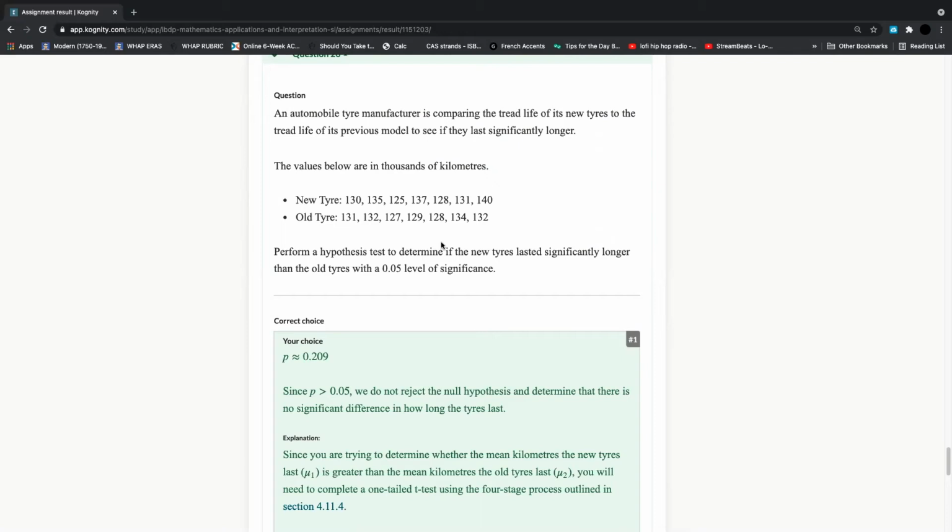So with a t-test, pretty simple. You would take the new tire values and put them in column 1, 130, 135. And we're comparing the new tire and seeing if that one's more than. Yeah. So the greater sign has to be the new tire. Mu 1 is greater than mu 2.